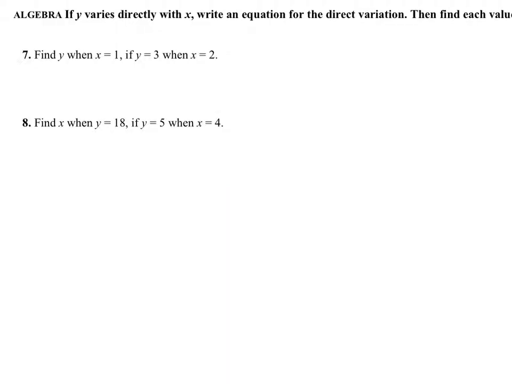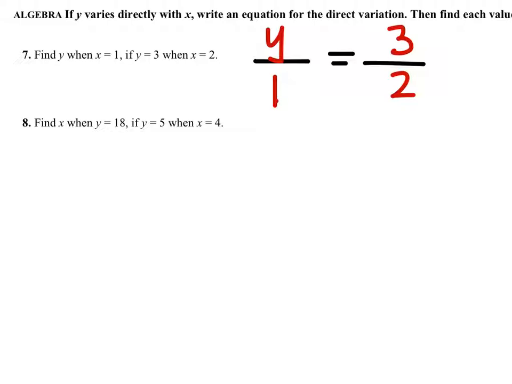If y varies directly with x, write an equation for the direct variation, then find each value. Okay. If y varies directly with x. Well, they're saying it does. So we will write an equation for these. I prefer to write these as proportions, but you don't necessarily have to. So I'm going to keep them this way. Here we go. I got my y value when my x is 1, and then I got a y value of 3 when x is 2. Bam, there it is. This would be a good enough equation for me.